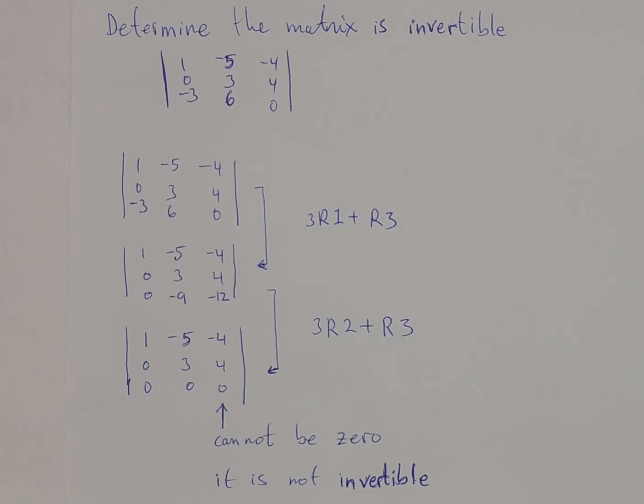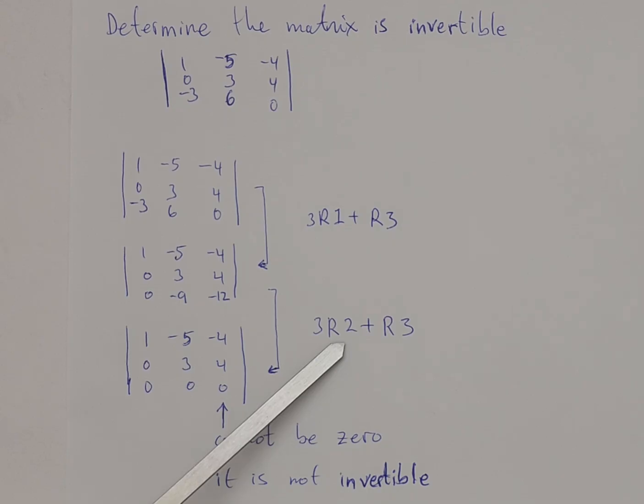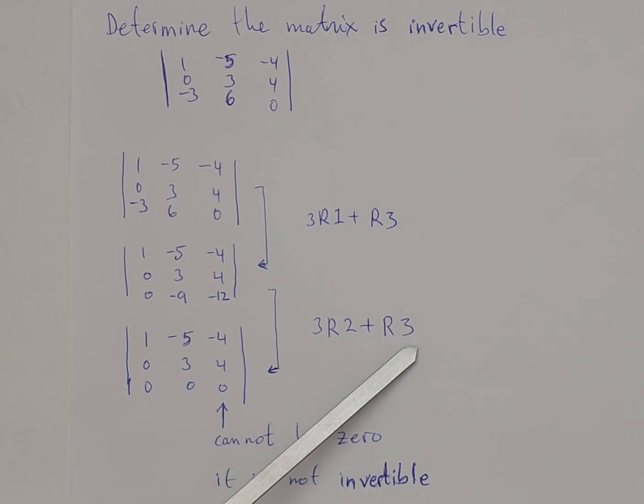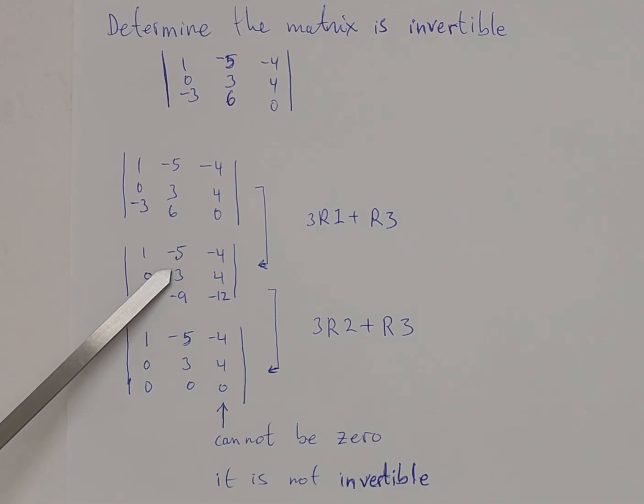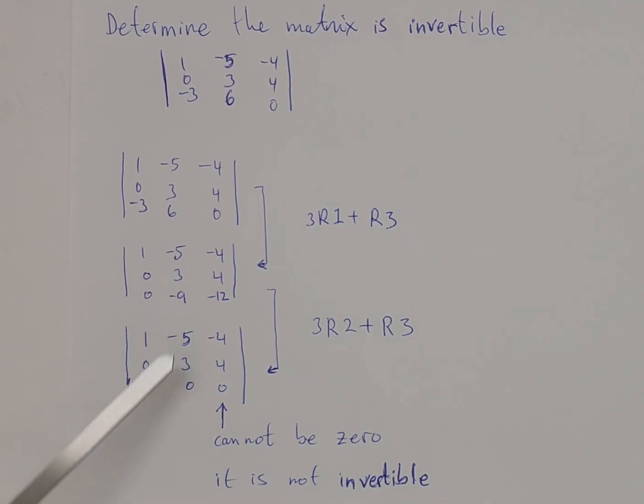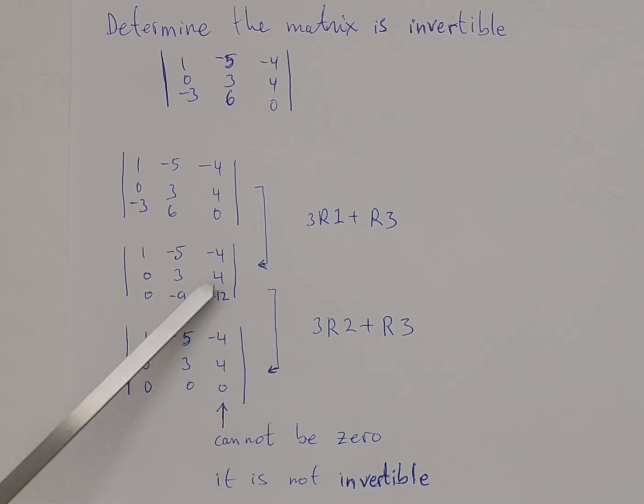Okay. Next, we want this -9 to be a 0. We want that to be a 0. So we're going to multiply by +3 so that it will give me this 0. So 3 times row 2 plus row 3. So 3 times 3 will give me +9. 9 subtract 9 gives me 0. 3 times 4 will give me 12. 12 subtract 12 gives me 0.